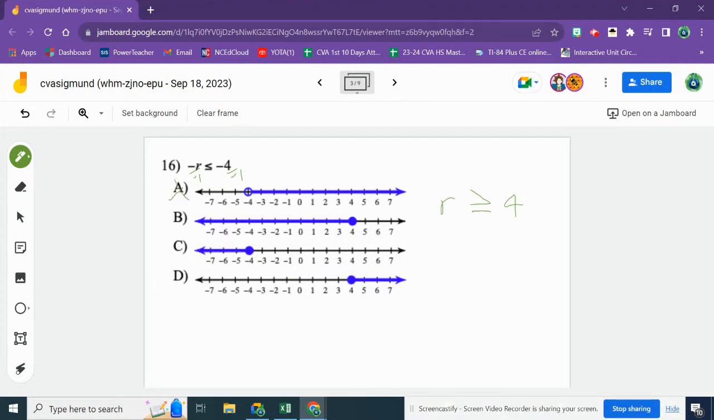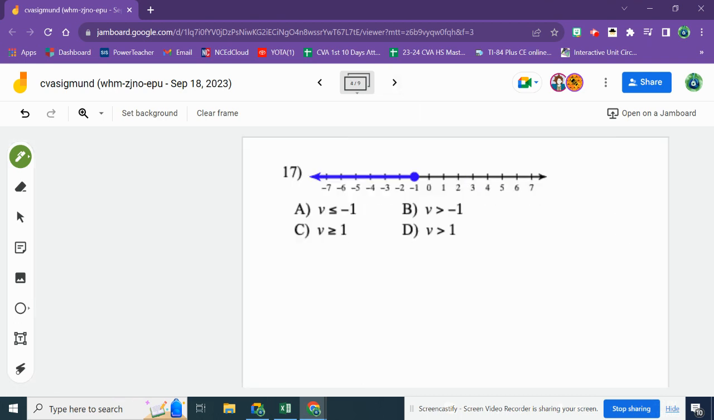Again, we can get rid of A because that's an open circle, and we want it to be a closed circle. And we want to be greater than or equal to 4, which means we're going to have a solid circle at 4, which C's out because we have that negative. And we want to go greater than, which is going to be to the right. So our answer again for number 16 in this case would be D.